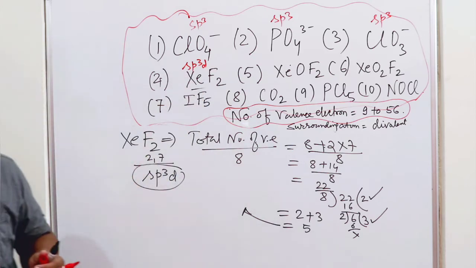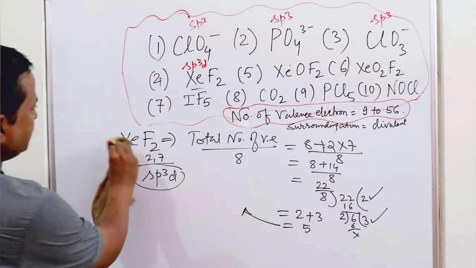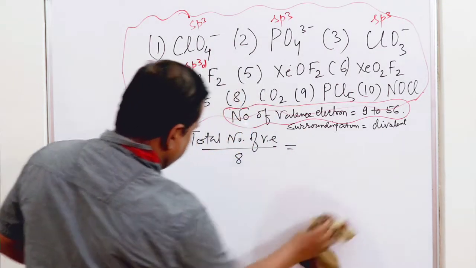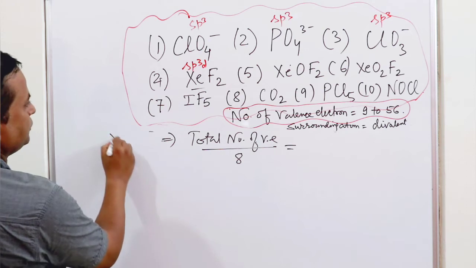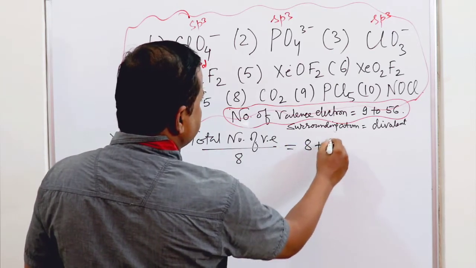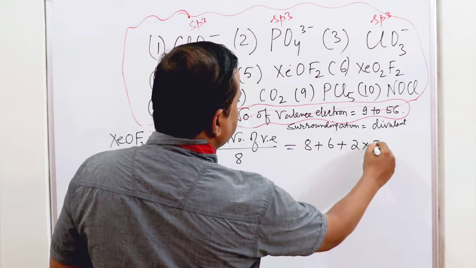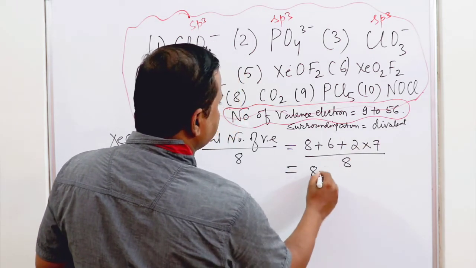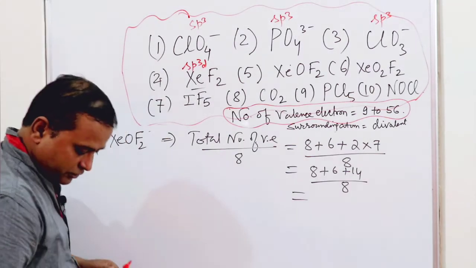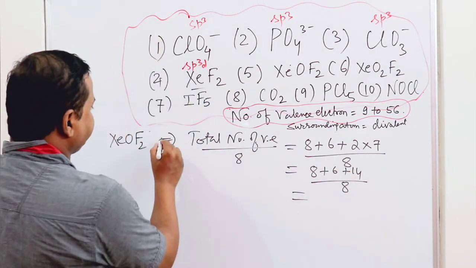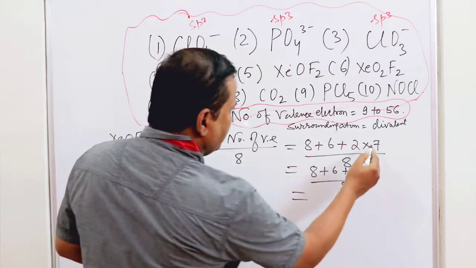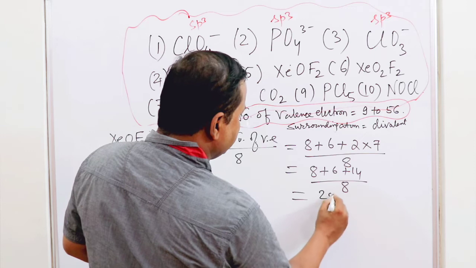Now let's move on to the next molecule, that is XeOF2. So here again, xenon is having 8, oxygen 6 plus 2 into 7 divided by 8. So this is 8 plus 6 plus 7 2 is 14 plus 8. I hope I am calculating properly, because proper calculation is very necessary. If there is a little bit of mistake in calculation, the result will not come out. 8, 6, 7 2 is 14, so 14 plus 6, 20 plus 8, 28 divided by 8.